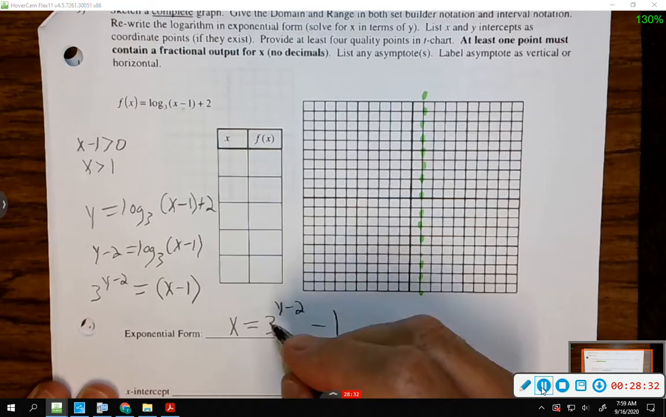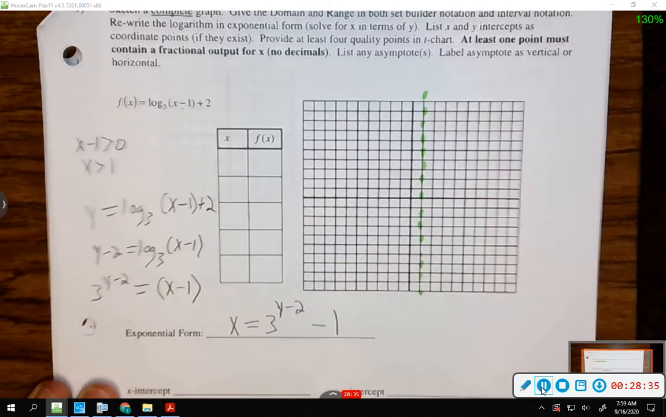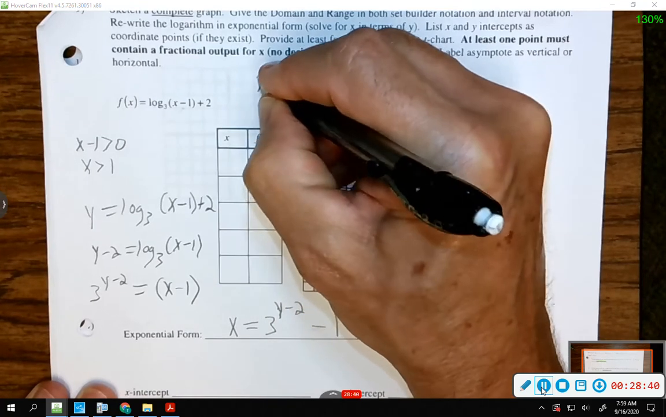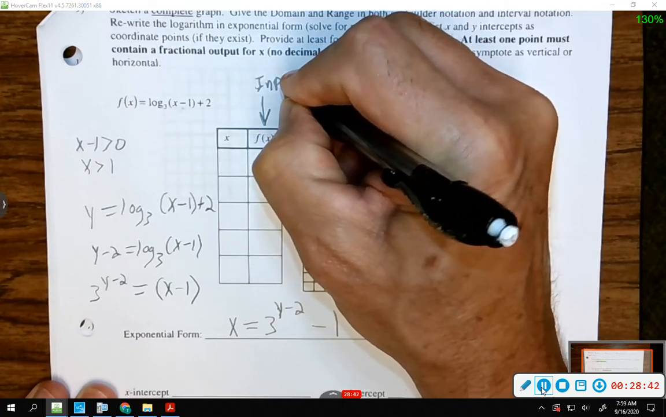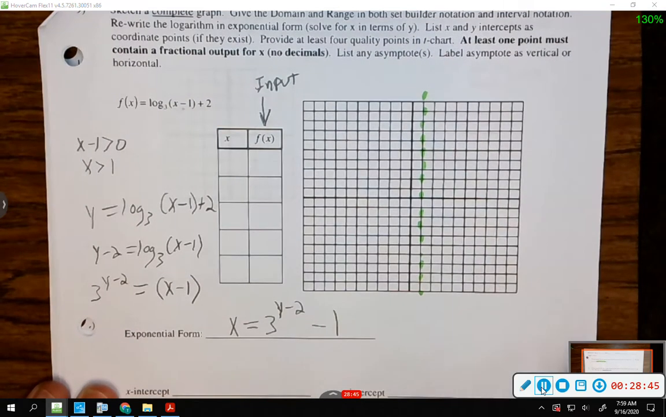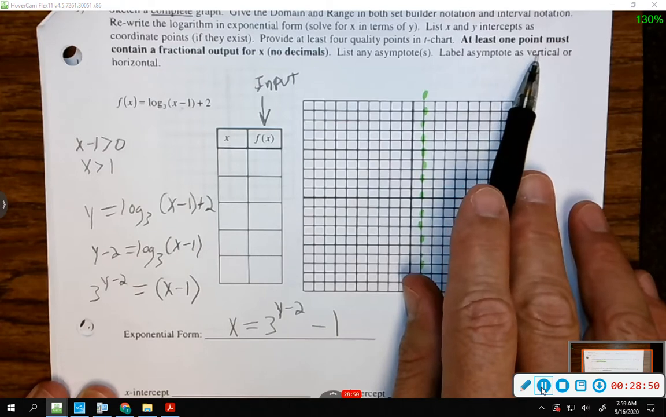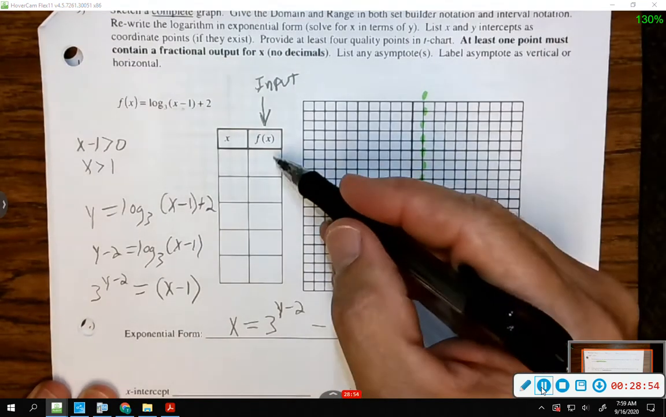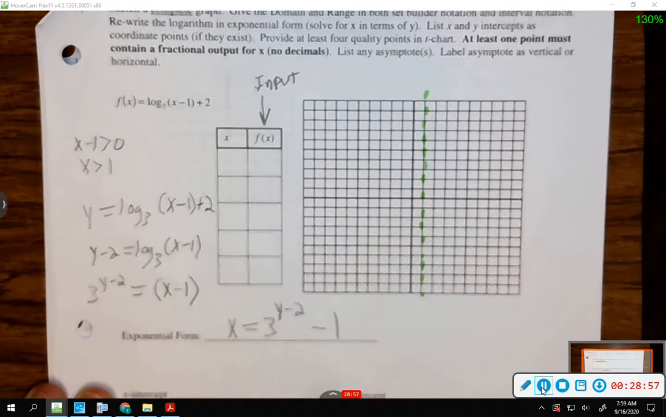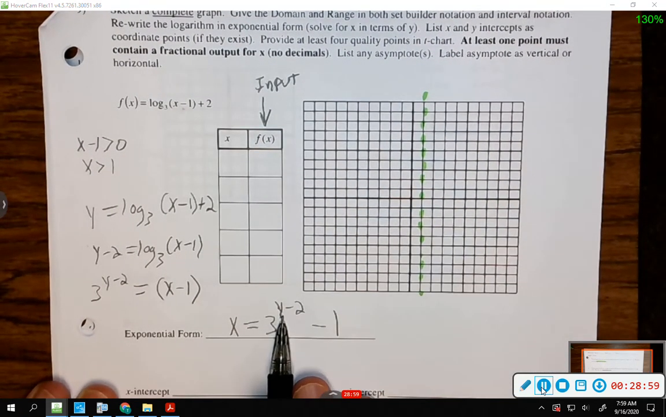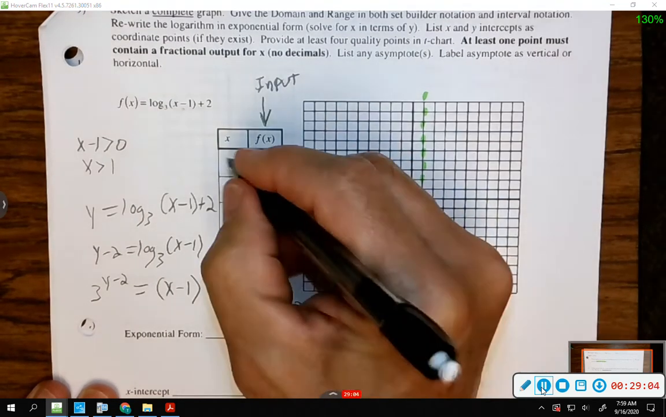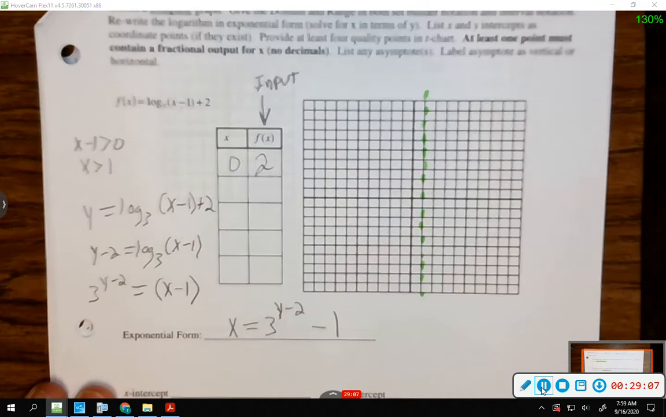Now, why would I do this? Because now it makes point plotting easy. I just have to realize for logarithmic functions, my y value is going to be my input. The x is going to be the output. So notice I say at least one point must contain a fractional output, not an input, an output. So I'm going to input integer values with the most interesting value of y being 2. 2 minus 2 is 0, 3 to the 0 is 1, 1 minus 1 is 0. I'm just doing the exact same thing I did last problem, except now I'm inputting for y.